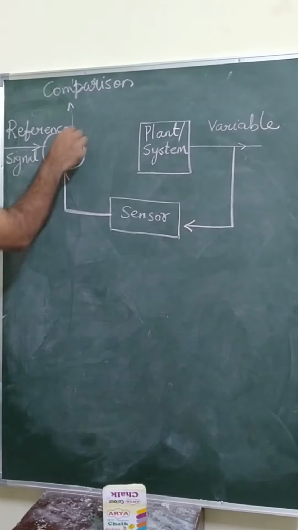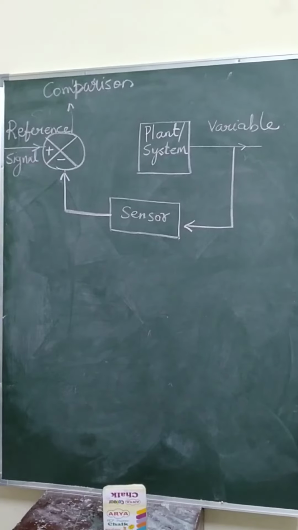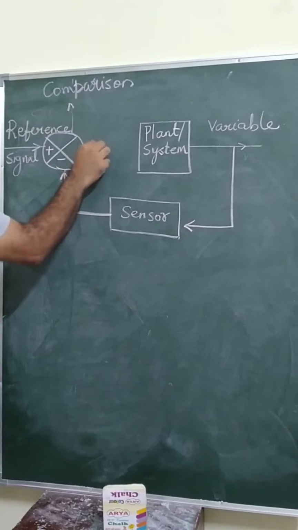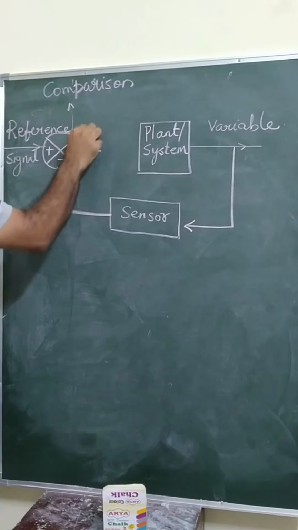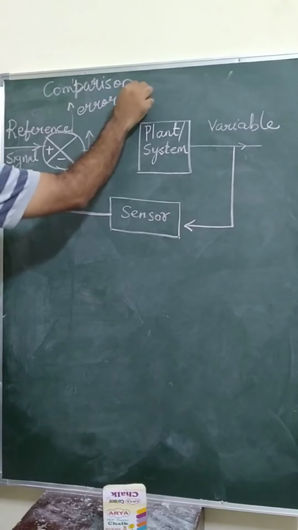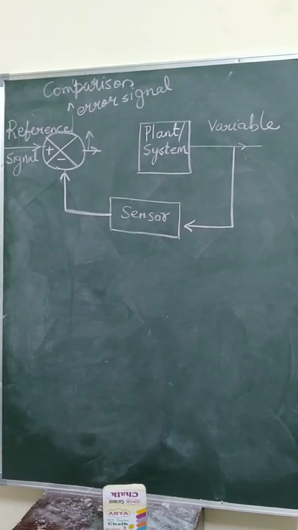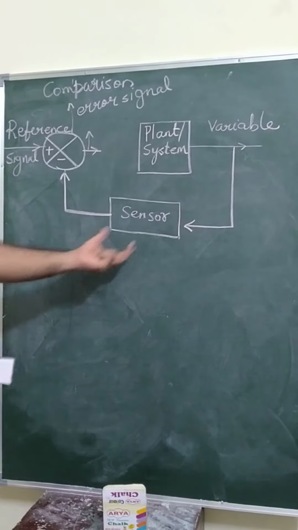So when we compare these two in the comparison block, let's say this is plus and this is minus. What comes out of here is called the error signal. What comes out of the comparison block is the error signal when you compare the reference and the actual output from the plant. Why is it called the error signal? Because this is the error.